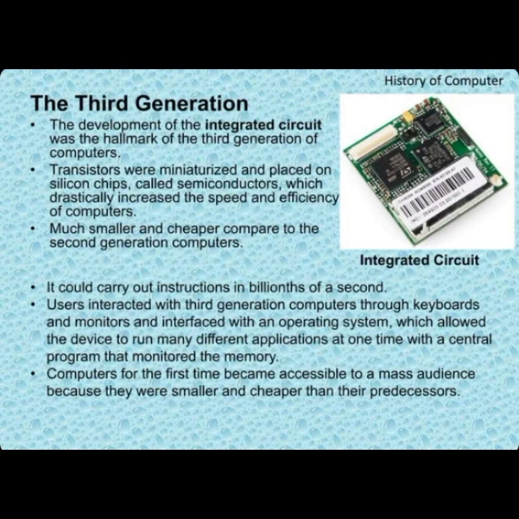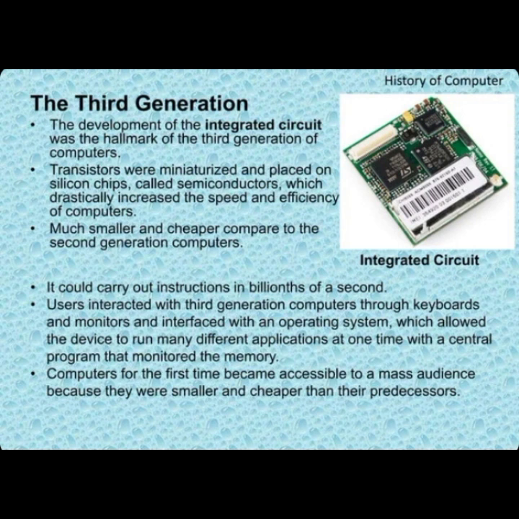These were also the first computers that stored their instructions in their memory, which moved from magnetic drum to magnetic core technology. The third generation. The development of the integrated circuit was the hallmark of the third generation of computers. Transistors were miniaturized and placed on silicon chips called semiconductors, which drastically increased the speed and efficiency of computers, much smaller and cheaper compared to the second generation computers. It could carry out instructions in a billionth of a second.